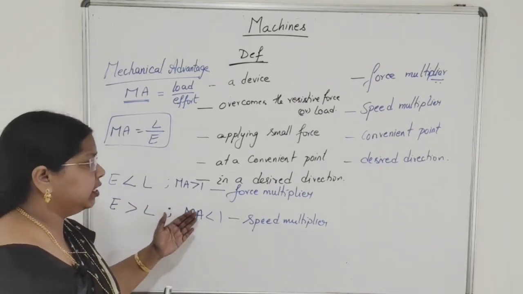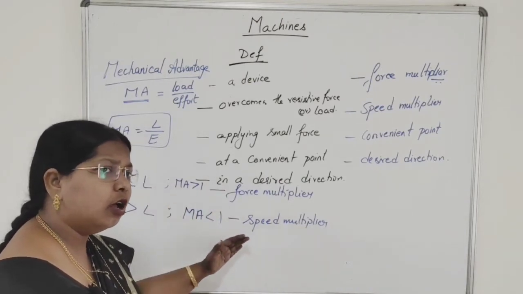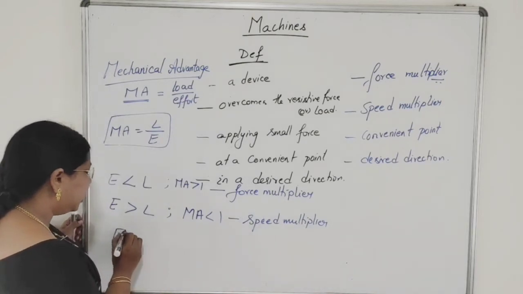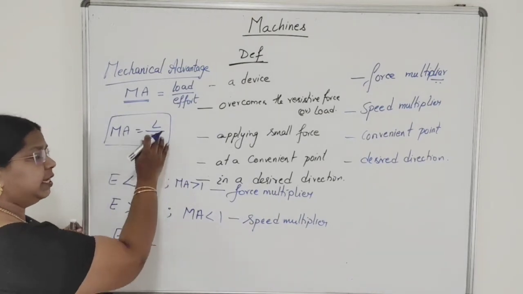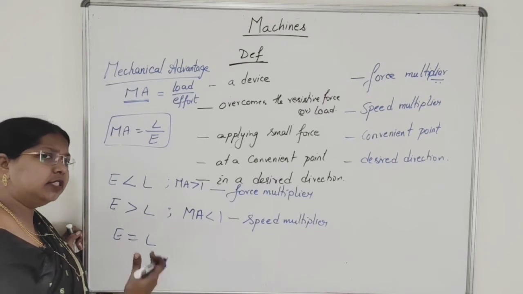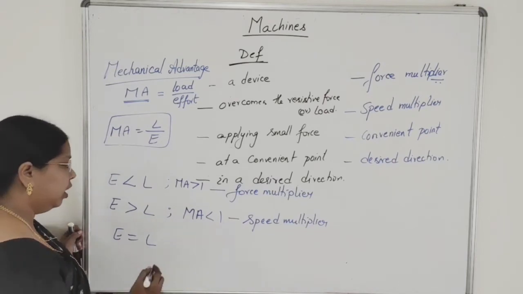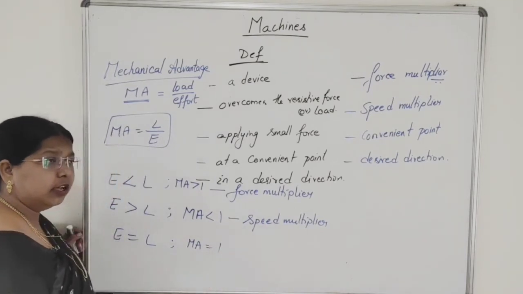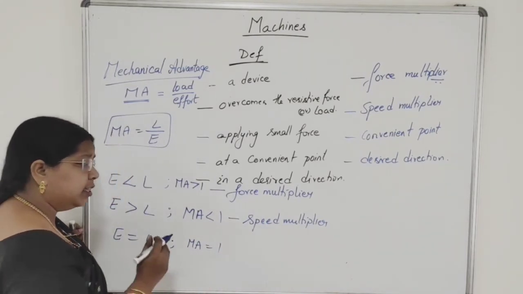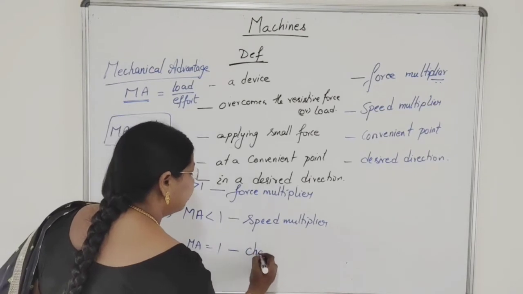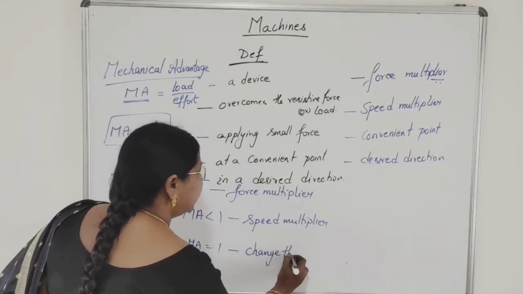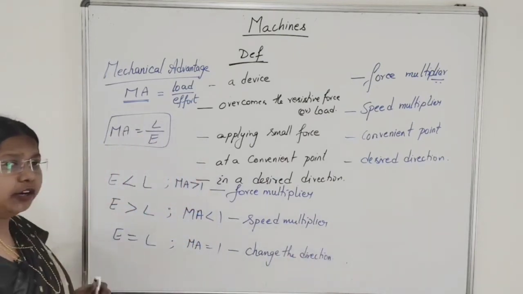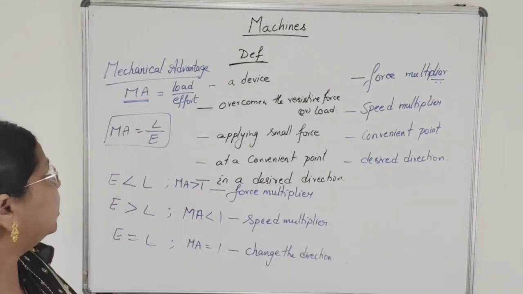Depending on MA, we are deciding whether it is a force multiplier or speed multiplier, or the third category, when effort is equal to load. When both are same, how much we are giving? Same amount is used to move. Input is equal to output. Then MA is equal to 1. When MA is equal to 1, the machine is used to change the direction. Are you understanding? So it is very clear.